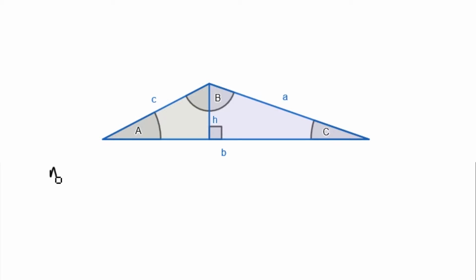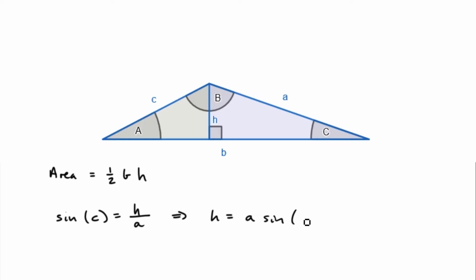Now, the area of that triangle will be given by 1/2 times its base, which is of length b, times its height, which is h. But if we consider the triangle on the right-hand side, then by definition, the sine of the angle C is the side opposite, which is length h, divided by its hypotenuse, which is a. Rearranging this, we have that h is equal to a times the sine of C. So substituting this into our original expression, we have that the area of the triangle is given by 1/2 times a times b times the sine of C.